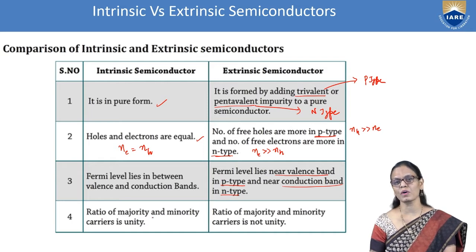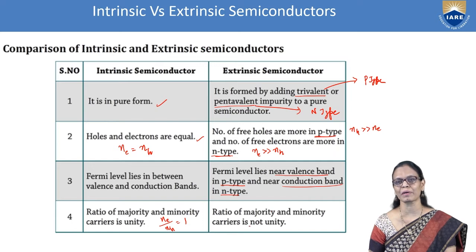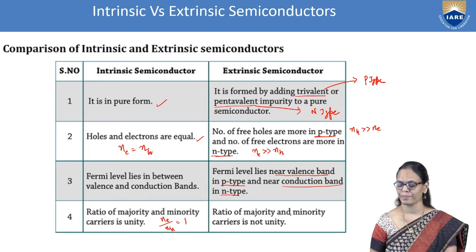Then in the ratio of majority to minority carriers, actually here there is no majority and minority because both are equal. If we take the ratio, because they are equal, Ne upon NH always should give us 1. That is unity. But in extrinsic semiconductor, the ratio of majority and minority carriers is not unity. If we are taking P type, the majority carriers are holes, minority are electrons, so it will be greater than 1.